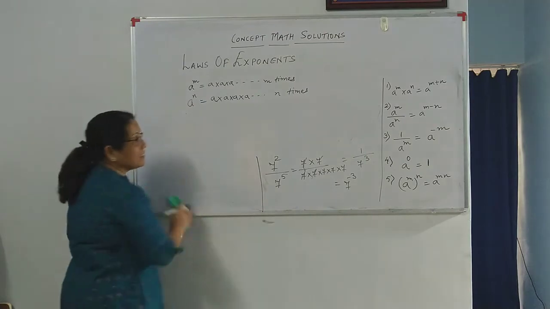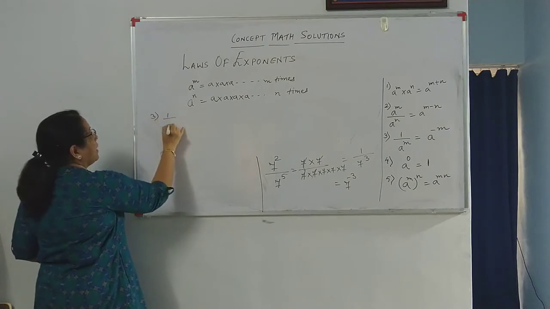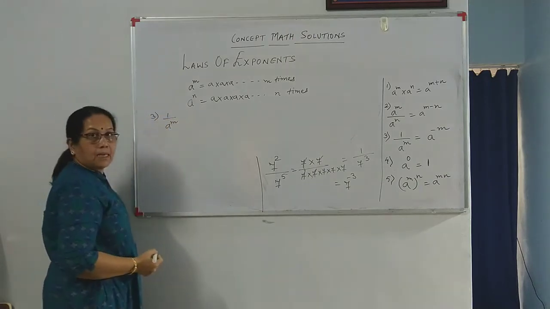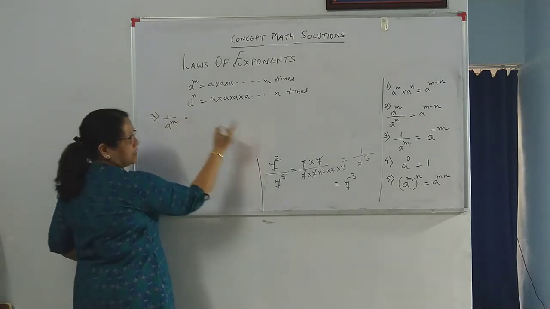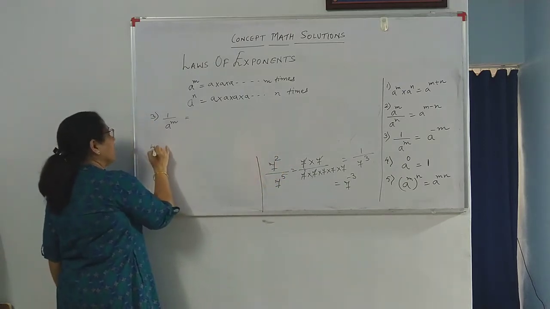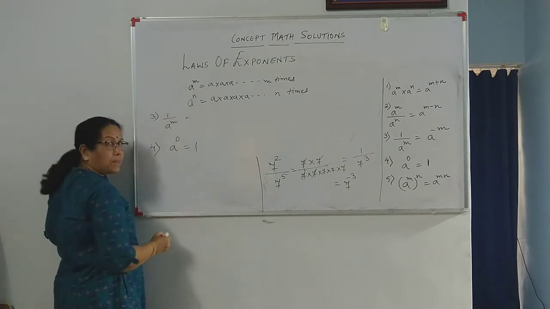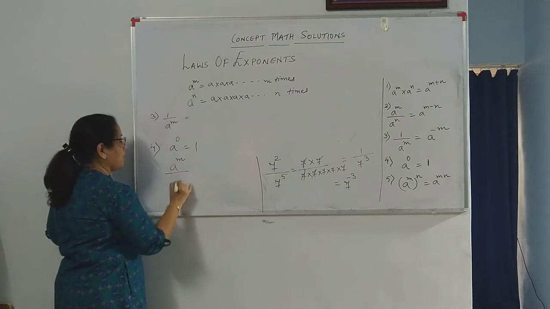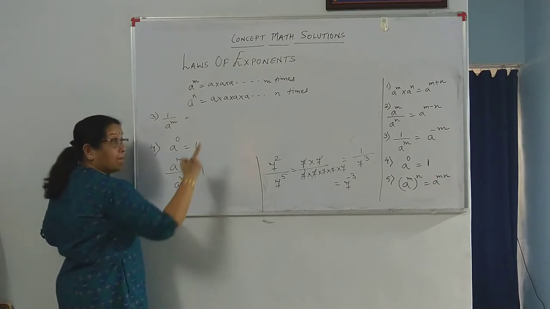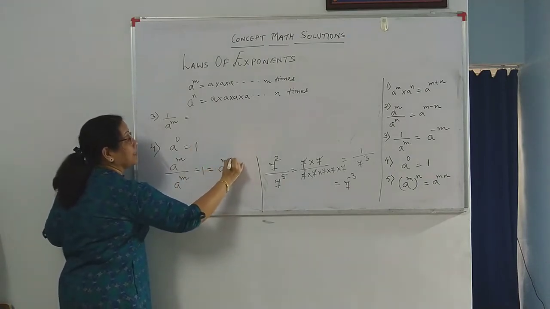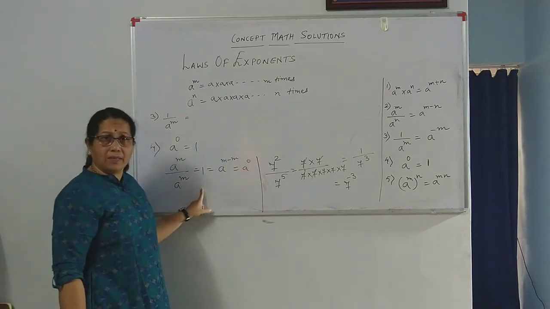The third law says 1 by a to the power m. Yes, we all know that a to the power 0 is 1. That's again one more law. So I'll discuss third and fourth hand in hand. a to the power 0 is 1. Suppose I have a to the power m upon a to the power m. Division of same terms, you get 1 as answer, right? But by the second law you will have a to the power m minus m, which is a to the power 0. That is, any number to the power 0 is 1.